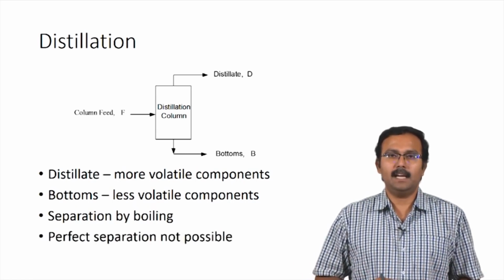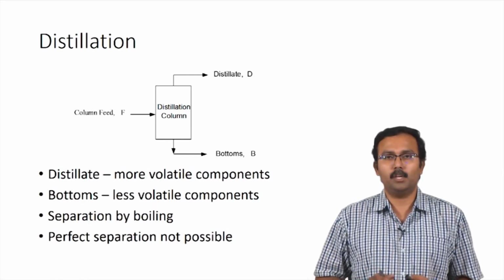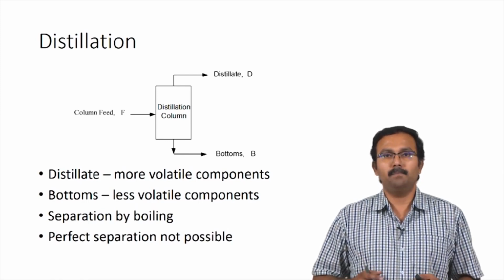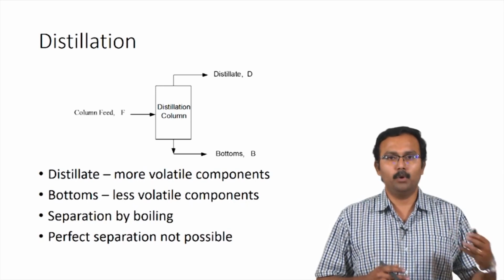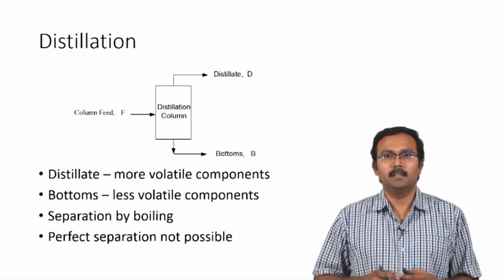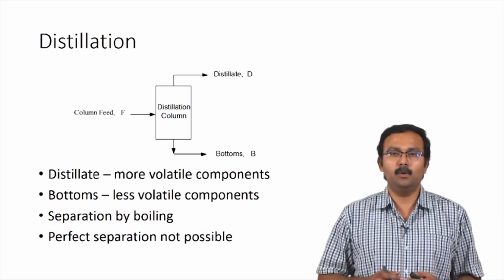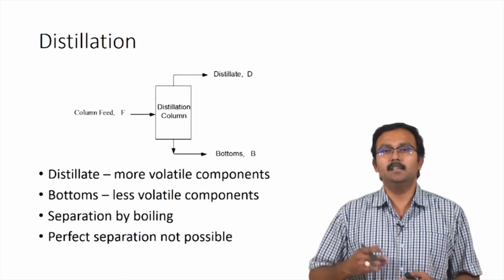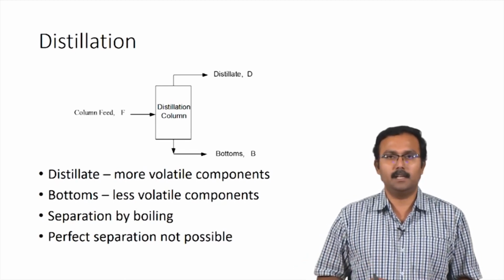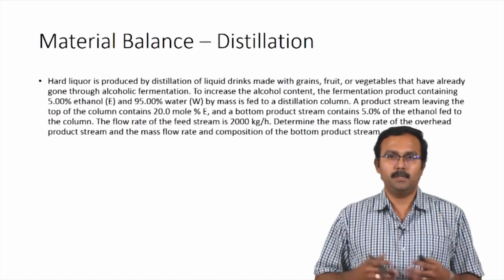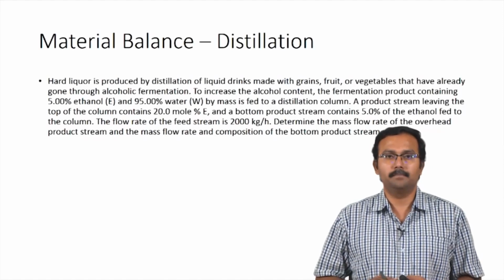The difference in the boiling point of these materials which are entering is used as the way to separate these two. We need to understand that perfect separation is not possible in distillation. You end up getting a mixture in both the distillate and the bottoms. The accomplishment which you will look for is to get a purer form in your distillate. Here is an example problem which we shall try to solve today.